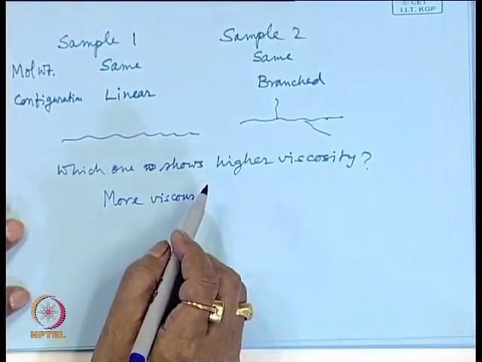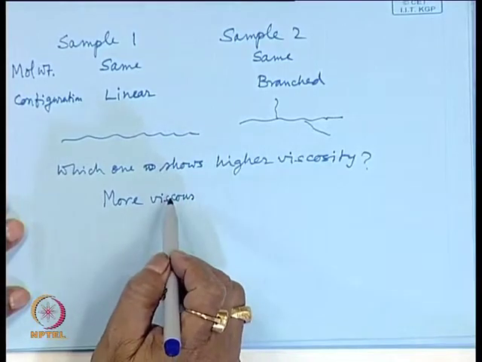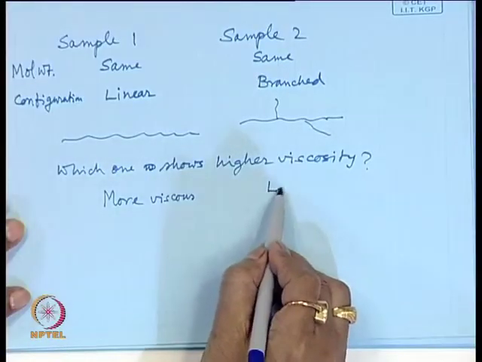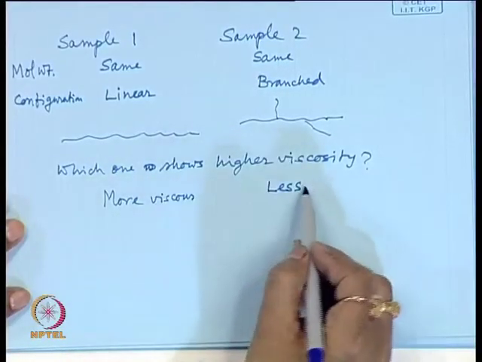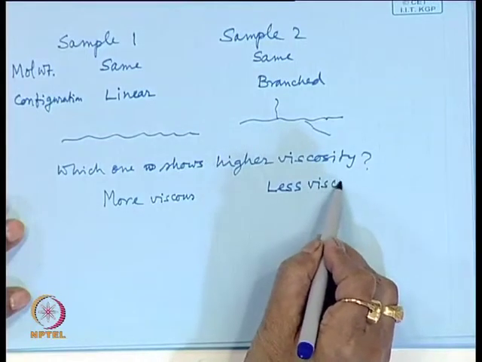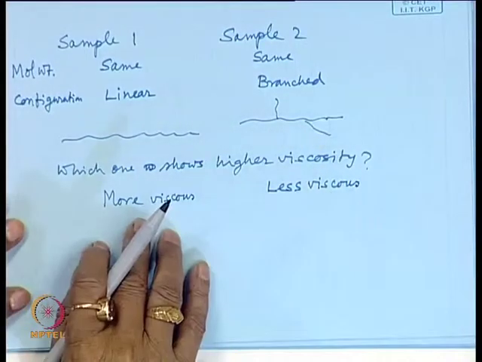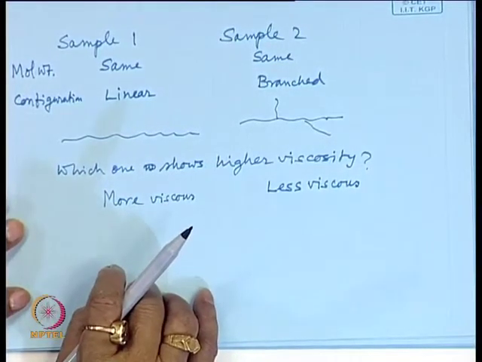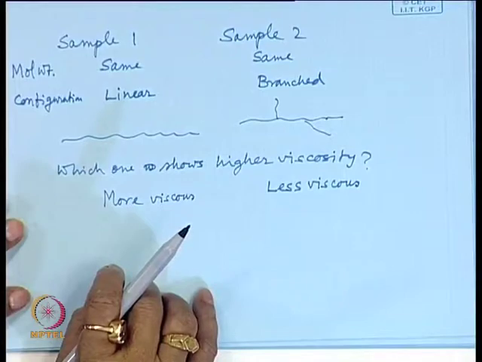But you are telling density, you have taken the same concentration. That means the quantity of polymer is the same in both the cases. The only difference is one is linear and the other is branched. You are telling it is more viscous, it is less viscous. Linear will be the more viscous.